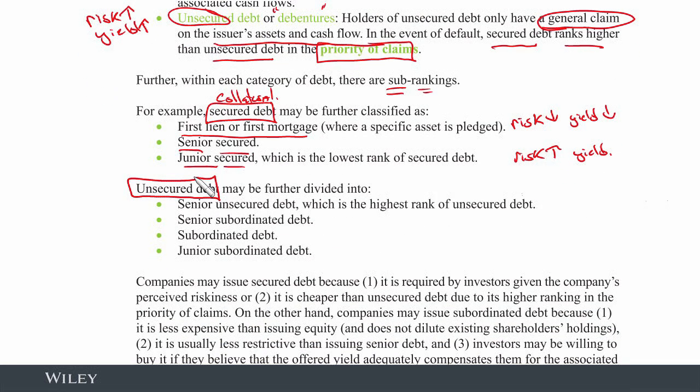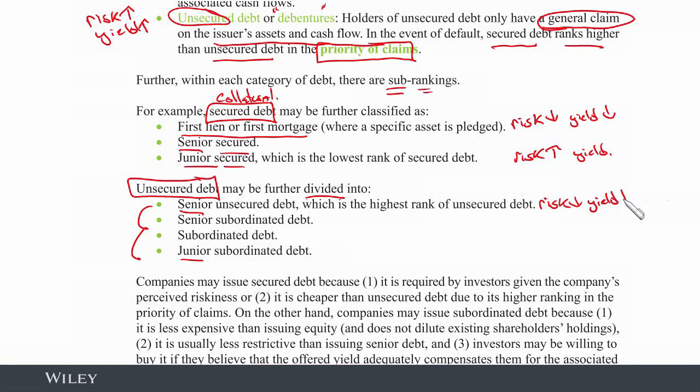Unsecured debt means there's no specific assets securing that debt. So the unsecured doesn't get paid anything until all the secured creditors take their assets first. The unsecured debt could be divided into senior claims versus junior claims. Again, the most senior unsecured debt would, relatively speaking, amongst this group, assume the least risk.